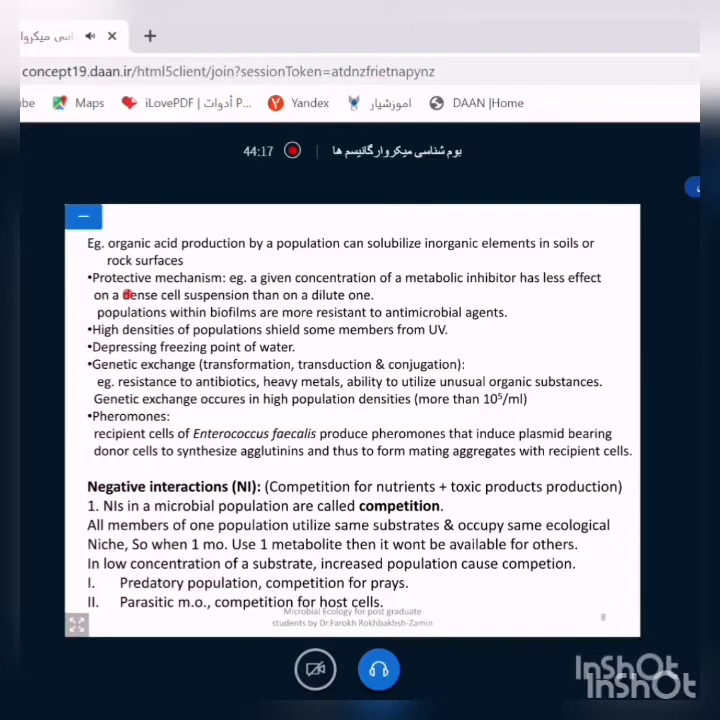Another example is protective mechanism. A given concentration of metabolic inhibitor has less effect on a dense cell suspension than on a dilute one. The larger the population, the more time is needed for killing them. The larger the population, the more resistant they are because they have a protective mechanism, because there is a positive interaction and cooperation between them, and when they are in a group, they are more protected than when they are single.